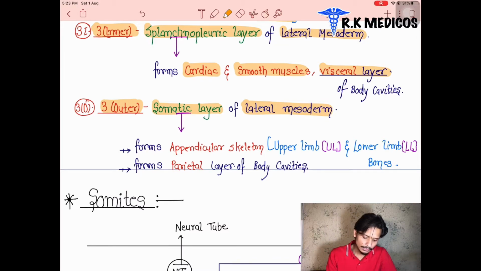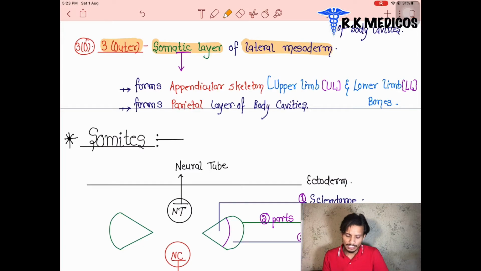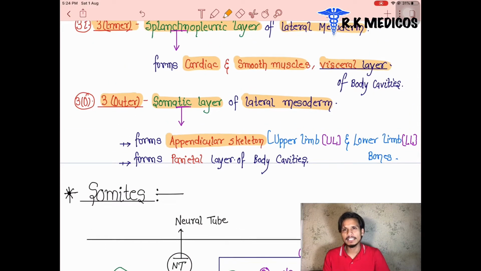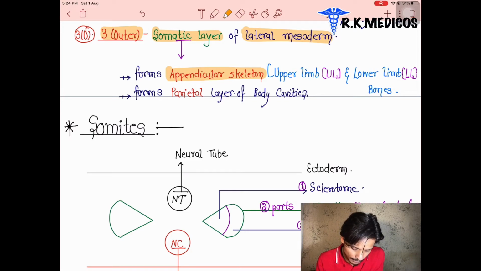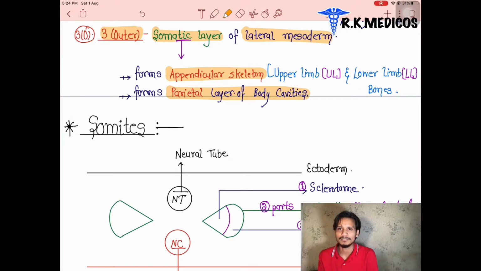Next question, the outer part, that is the somatic layer of the lateral mesoderm, forms the appendicular skeleton. Appendicular basically means appendages, and appendages basically mean our limbs, that is upper limb and lower limb. So the bones of the upper limb and lower limb, the appendages, are formed by this layer. Which is it? That is somatic, meaning outer. The somatic part of the lateral mesoderm forms this, and the parietal layer of body cavities is also formed by the somatic layer of lateral mesoderm.